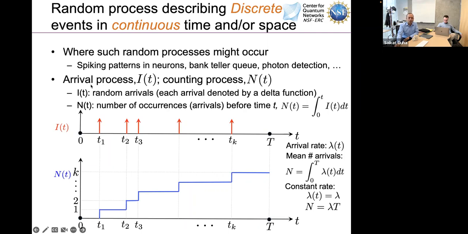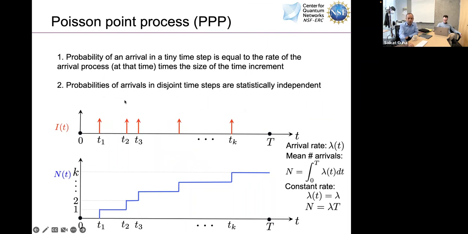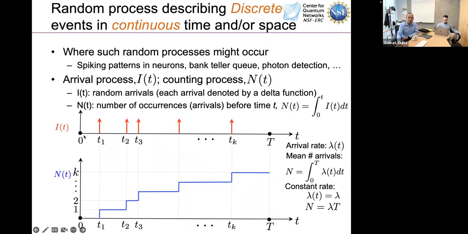Now, a random process of this form is called an arrival process, and this I of t is an instance of a random process. I'm just showing it to depict what it looks like. So we denote these arrivals by delta functions, and these are random timestamps t1, t2, t3, etc., where the arrivals occur. And N of t is the integration of the I of t from 0 up until some time t. And this looks like a step function.